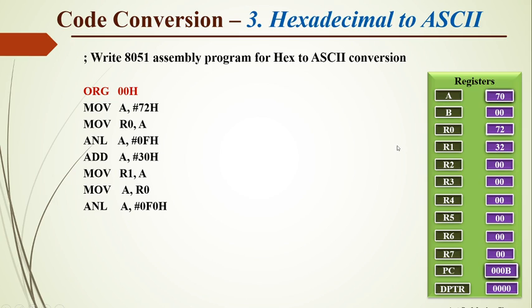We have to swap it, so we use the instruction SWAP A, which will swap the nibbles of the accumulator. After this instruction we get the value 07H. Now add 30H with this value to get the ASCII code, that is 37H, and store this result into R2. So the ASCII value for 2 is 32 and for 7 it is 37. In this way we can convert hex to ASCII.